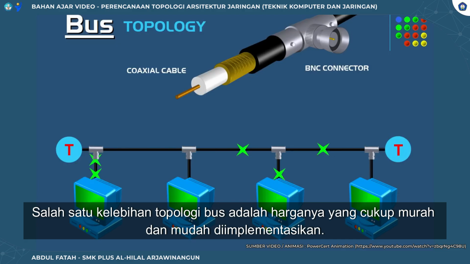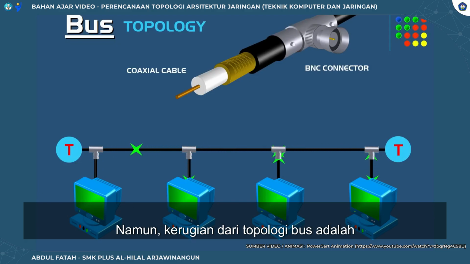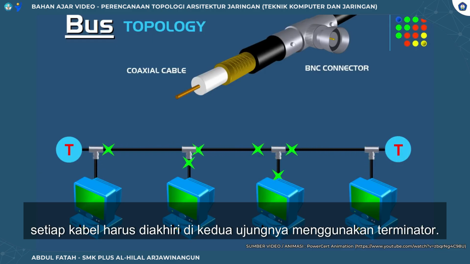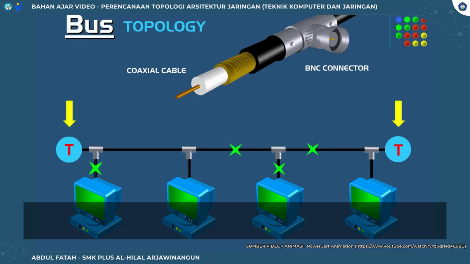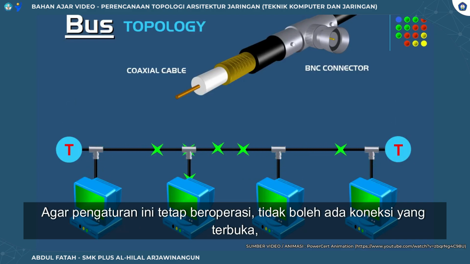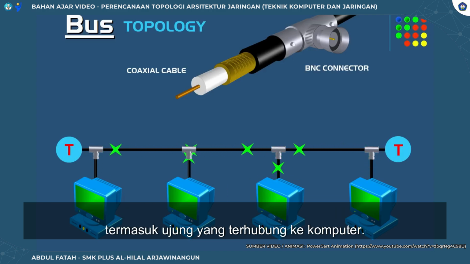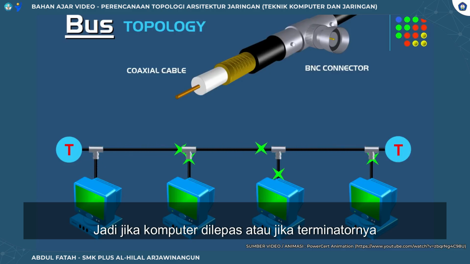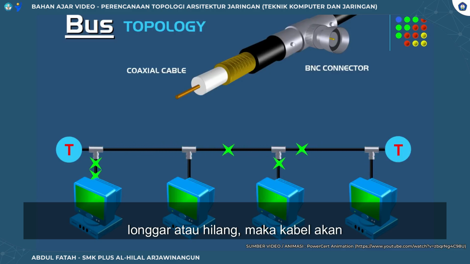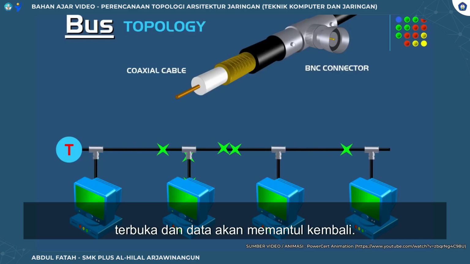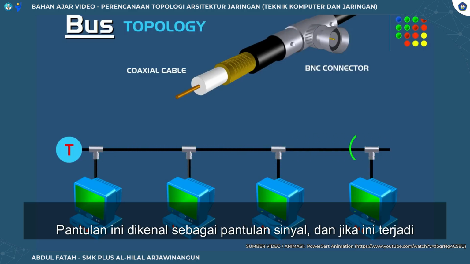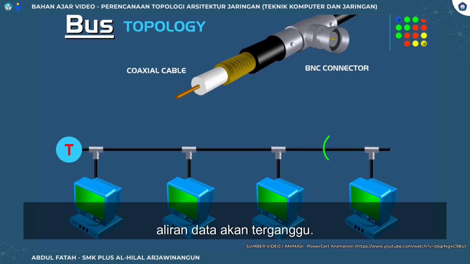One of the advantages of the bus topology is that it is also fairly cheap and easy to implement. However, a disadvantage of the bus topology is that it requires that the cable be terminated at both ends using terminators. In order for this setup to remain operational, there must not be any open connections, including the ends that attach to the computers. So if a computer is removed or if the terminators are loose or missing, then the cable would be open and then data would bounce back. And this bounce is known as signal reflection. If this happens, data flow would be disrupted.